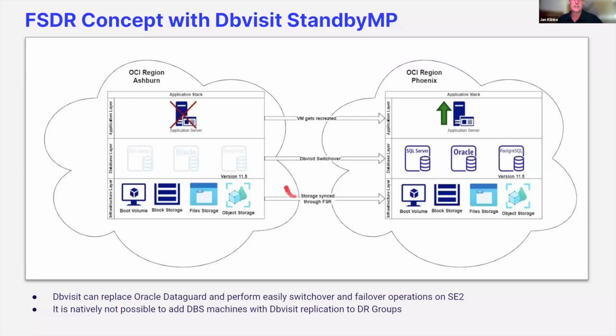The basic idea is that you will replace the DataGuard synchronization on the database tier with Dbvisit. So Dbvisit will be able to do the synchronization between primary and standby database, and will be able to perform the failover and the switchover as well. And that's basically the only change. So you can think about it only as exchanging the DataGuard replication with Dbvisit. But that's only one part of the puzzle, let's say.